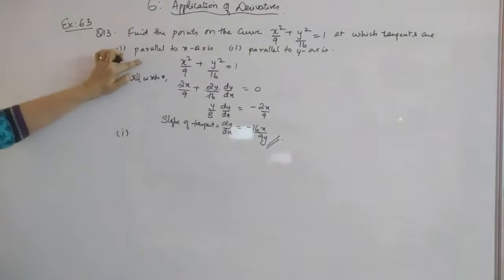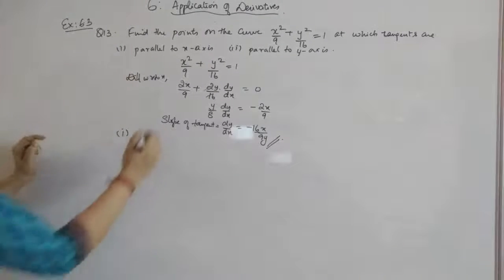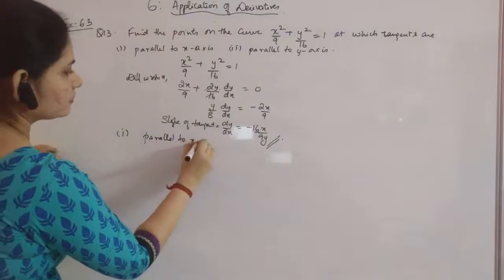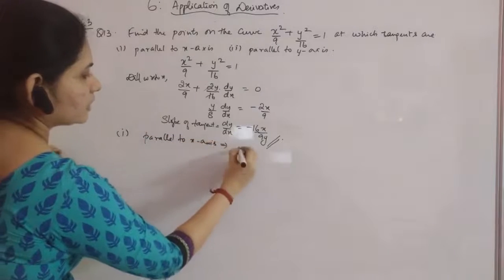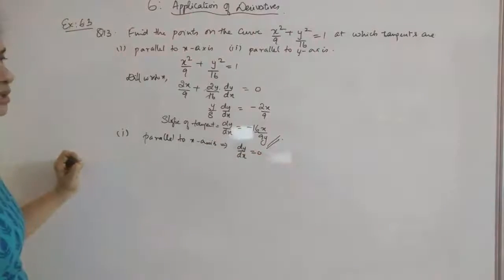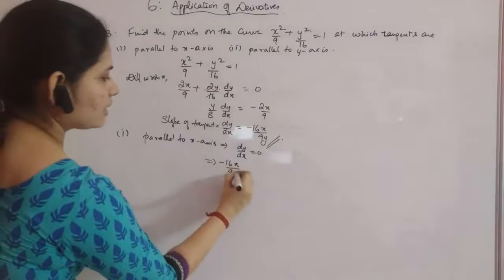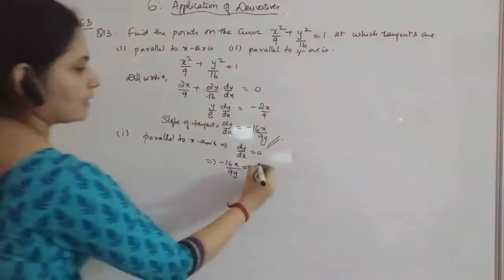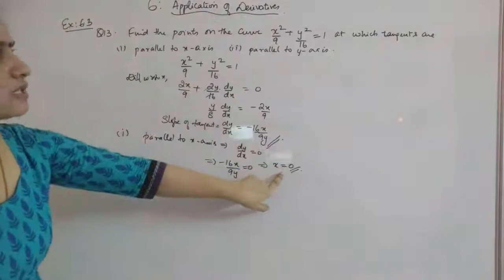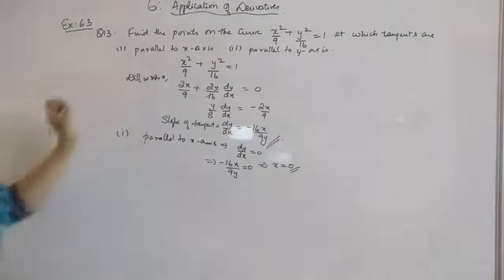When tangent is parallel to the x axis, the slope of the tangent will be equal to 0, right? Now parallel to x axis means it is giving you the slope as 0. Slope is equal to 0. That means you will get minus 16x by 9y is 0, right? And that will give you the value of x as 0. Now when x is 0, what is y? You have to find out again in the given curve.